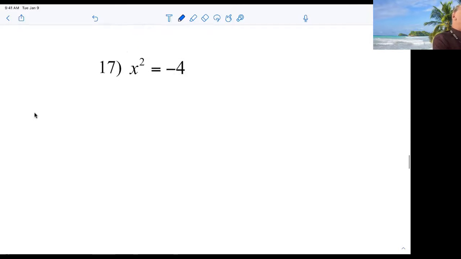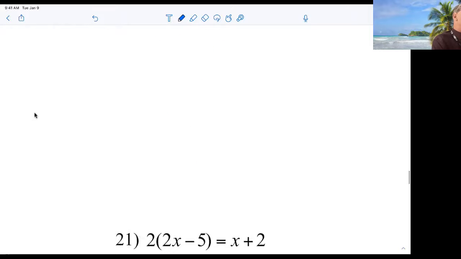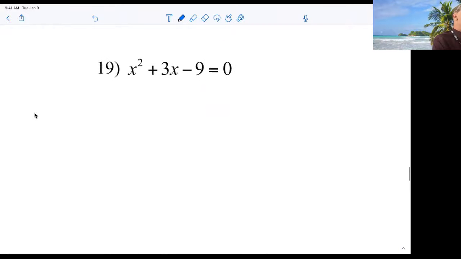17, what is the answer, obviously? x equals? Oh, you can't get it. It would have been better if you'd said no solution. No solution. No matter what number you square, it's not going to be negative. All right, 17 is no solution. All right, here we go.